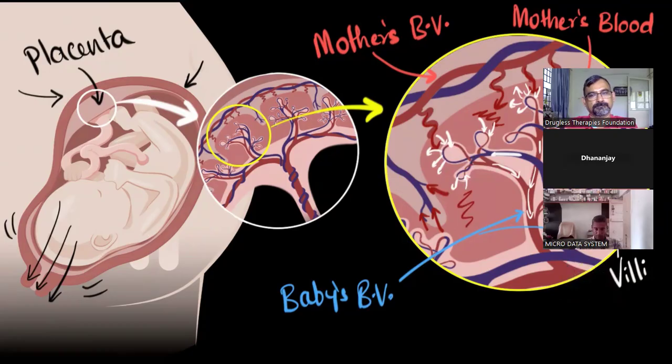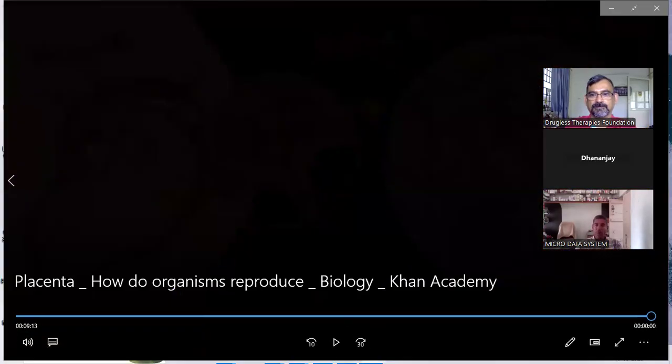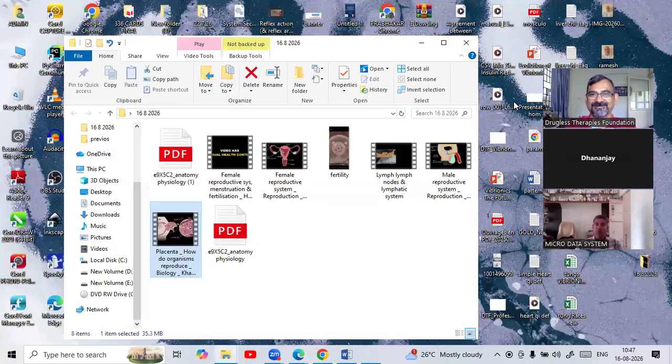The finger-like projections, which are called villi, increase the surface area to increase the amount of exchange that happens. And finally, the mother's blood is continuously recycled, getting rid of all the deoxygenated blood and resupplying it with all the oxygenated blood. See what a beautiful, God's creation. So that much we can say.